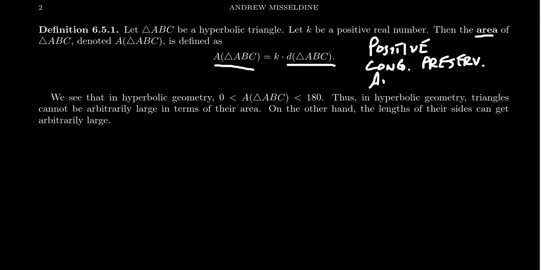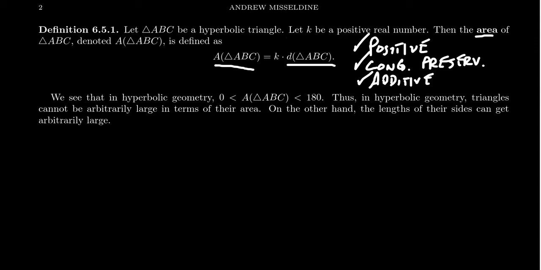And then area functions have to be additive. That is, if you were to dissect a triangle or polygon into smaller triangles, then you could add those areas together to give you the area of the original shape. Well, defect does that as well. Defect is positive, congruence preserving, and additive. Since defect satisfies the three axioms of area, it is an area function. And it turns out that in hyperbolic geometry, all area functions are just the defect of the triangle up to some coefficient k that pops up there.